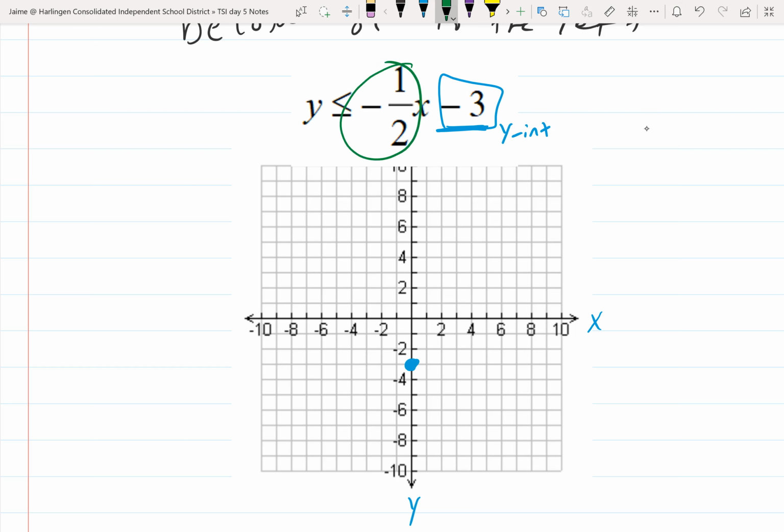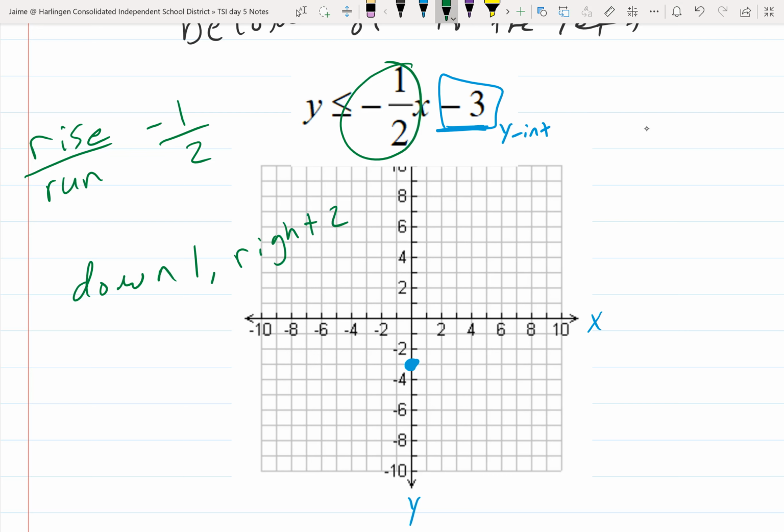Now, this, if you remember, is the rise over the run. And our rise over run is -1/2. Since the rise is -1, you're going to go down 1. And since the 2 is positive, you're going to go to the right 2. So go down 1, right 2. Another dot. Down 1, right 2. And so forth.